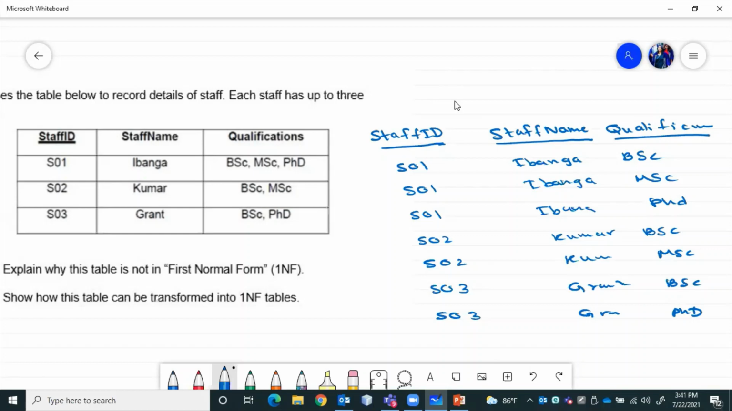If you get a question like this, you're supposed to underline the primary keys. Please make sure to underline all three attributes as the primary key, because the entire thing together is unique. See, S01, Ibanga, BSc, it's unique. Separately, these attributes are not unique. So you are getting a mark for this as well. Okay, let's move to the other question.